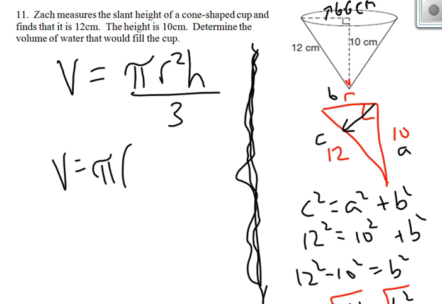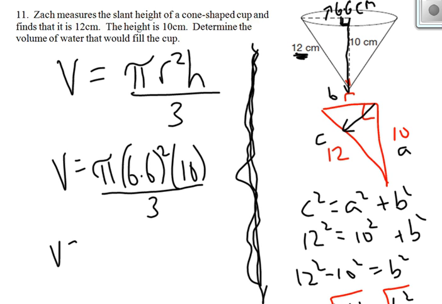So pi times r squared times the height, and again, the height is the perpendicular piece, so it's 10. Do not use 12 as a height. 12 is not perpendicular to anything. So this is now a calculator question. So pi times 6.6 times 6.6 times 10, divide by 3, and I get 455.9, and it was in centimeters, so it would be centimeters cubed.